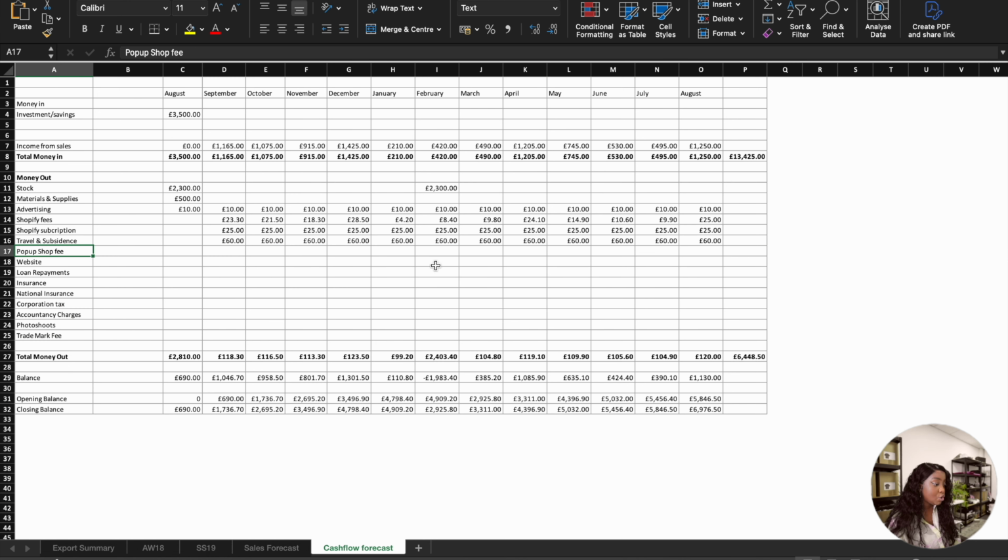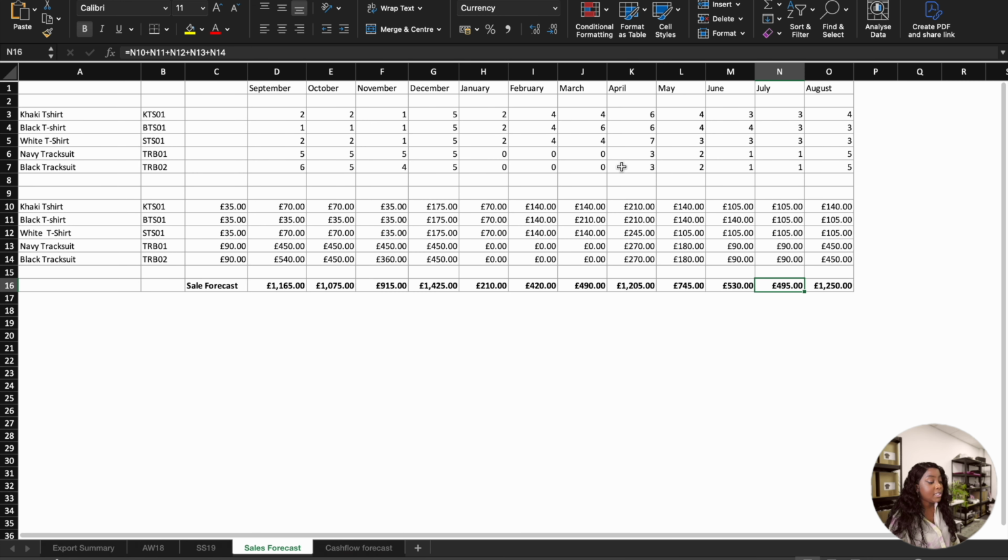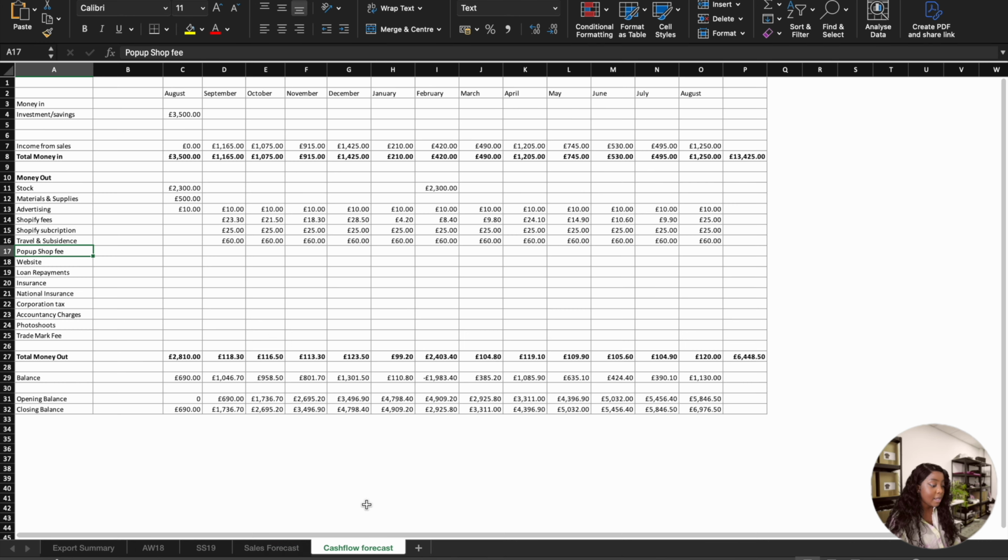Telephone and internet, probably not going to be paying that, so I'm going to take that out. Pop-up shop fees, so I need to decide, okay, when am I going to do a pop-up? But you will see when we were doing our sales forecast, we didn't actually anticipate doing a pop-up because that would have been a big spike in sales, and also would probably have to purchase additional stock, so we'll need to reflect that in our table as well.